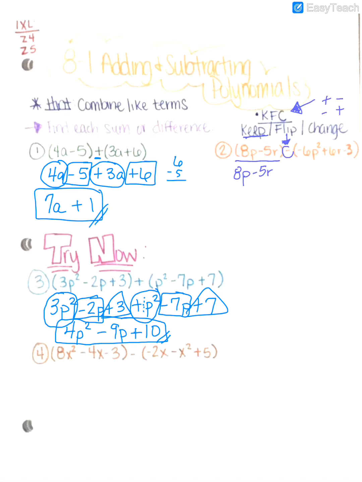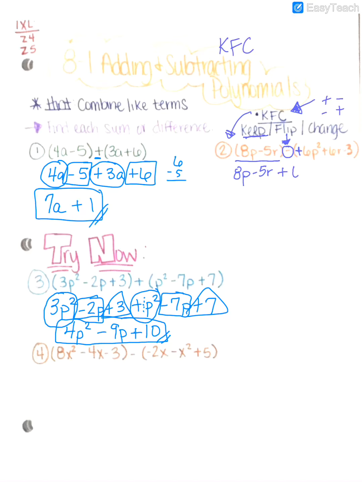We're going to flip this minus to a plus. Again, the keep, flip, change is only used for subtracting. So for subtracting, the KFC is going to work only, not for adding, only subtracting. Then from there, you're going to go ahead and change every sign on the previous parenthesis that you have there.